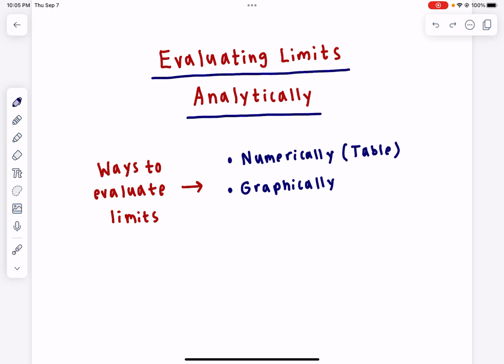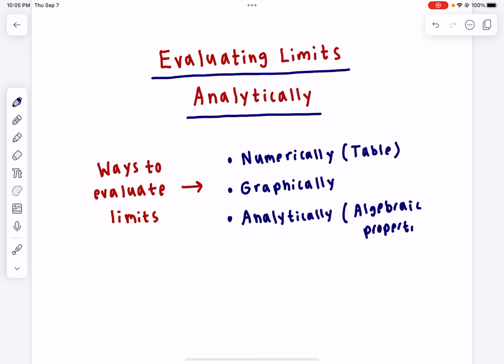So for our next important part in evaluating limits is what we call evaluating limits analytically. And what that means is we're basically just using algebraic properties to help us evaluate limits.